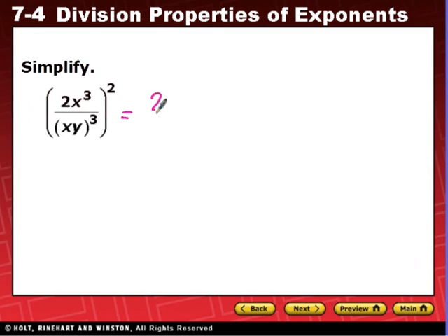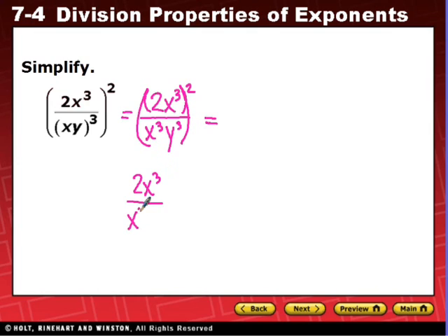Always start with the parentheses, the innermost parentheses first. So I know I'm going to have to raise 2x cubed to the 2nd power. I know I have to raise x, y to the 3rd power. So I'm going to do that part first, x cubed, y cubed. And actually, let's fix this. The whole thing is all raised to the 2nd power. Now it's like I'm taking 2 of them next to each other, and remember, if it helps you to write it out, by all means, write it out.